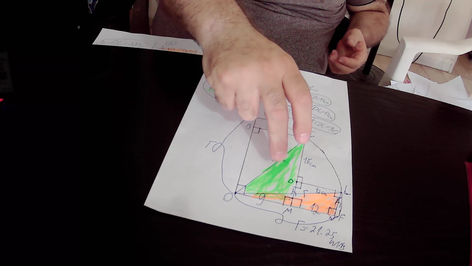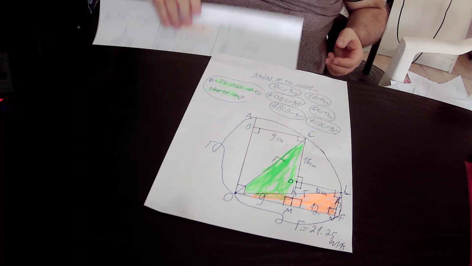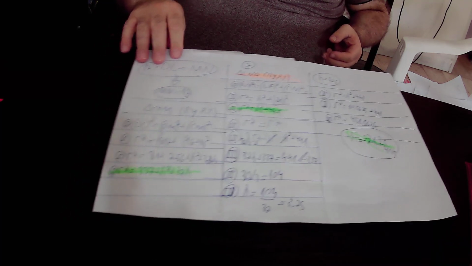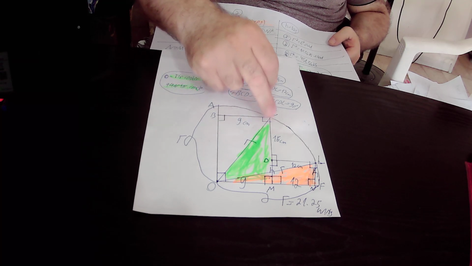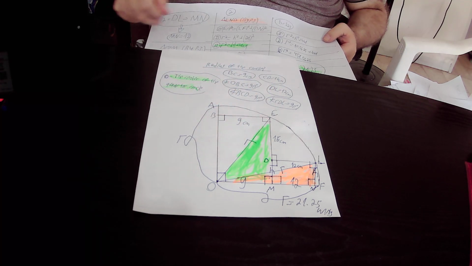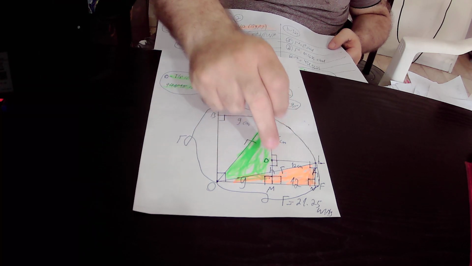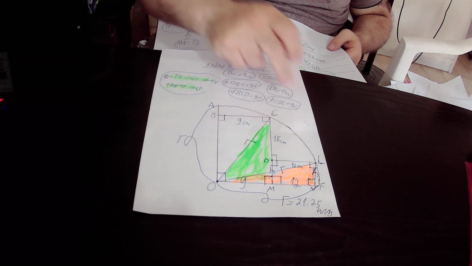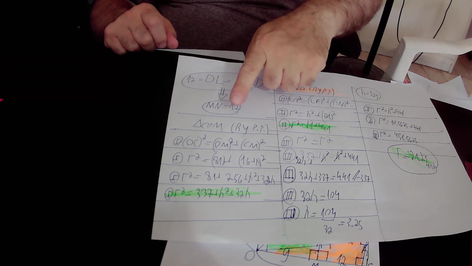Then we implemented the Pythagoras theorem on the green right triangle, triangle COM. In the green right triangle COM, the square of the hypotenuse equals the sum of the squares of the perpendicular sides, that is to say, OC square equals CM square plus OM square. According to the Pythagoras theorem, in the right green triangle CMO, OC square equals OM square plus CM square.